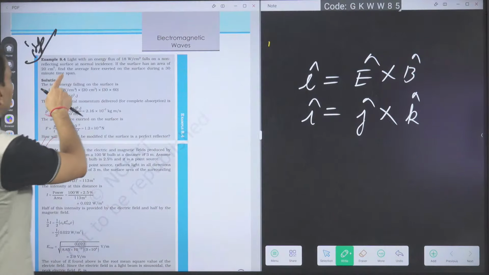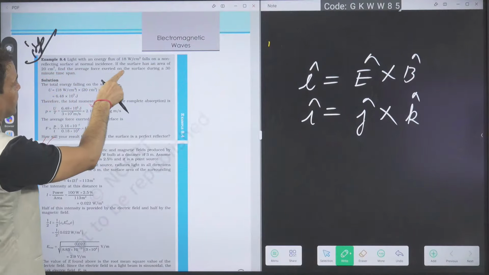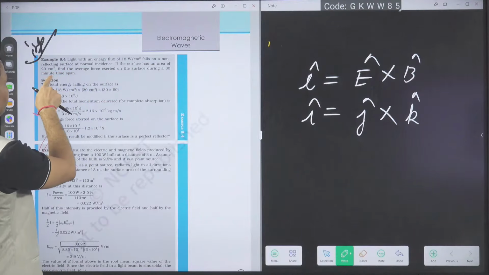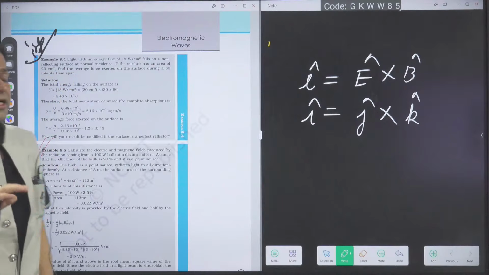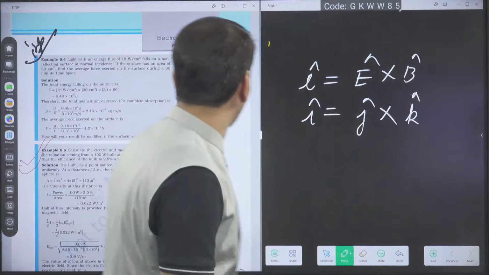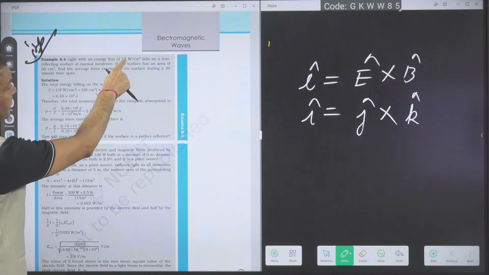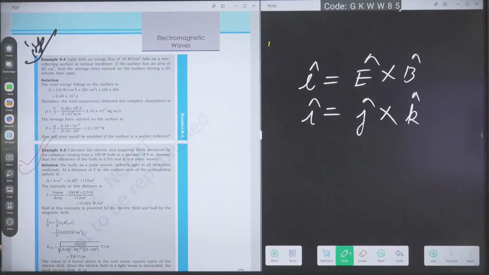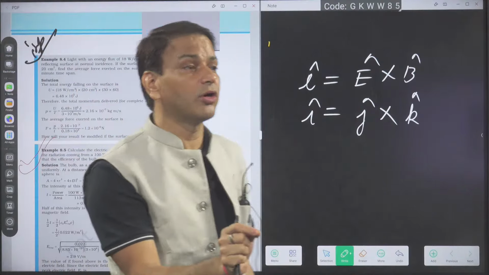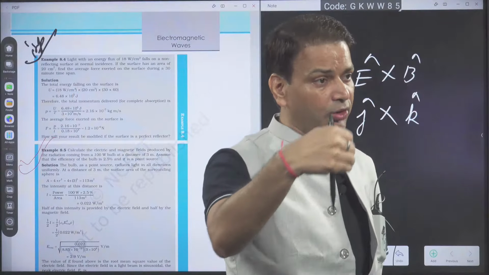Okay. So now here, if the surface has an area, find the average force exerted on the surface during the 30-minute time span. Okay. So for the force, time is not required. So then force we can say directly what? Intensity. This is the what? 18 watt per centimeter square. It is what? Intensity. Watt per centimeter square. Energy upon area into time.